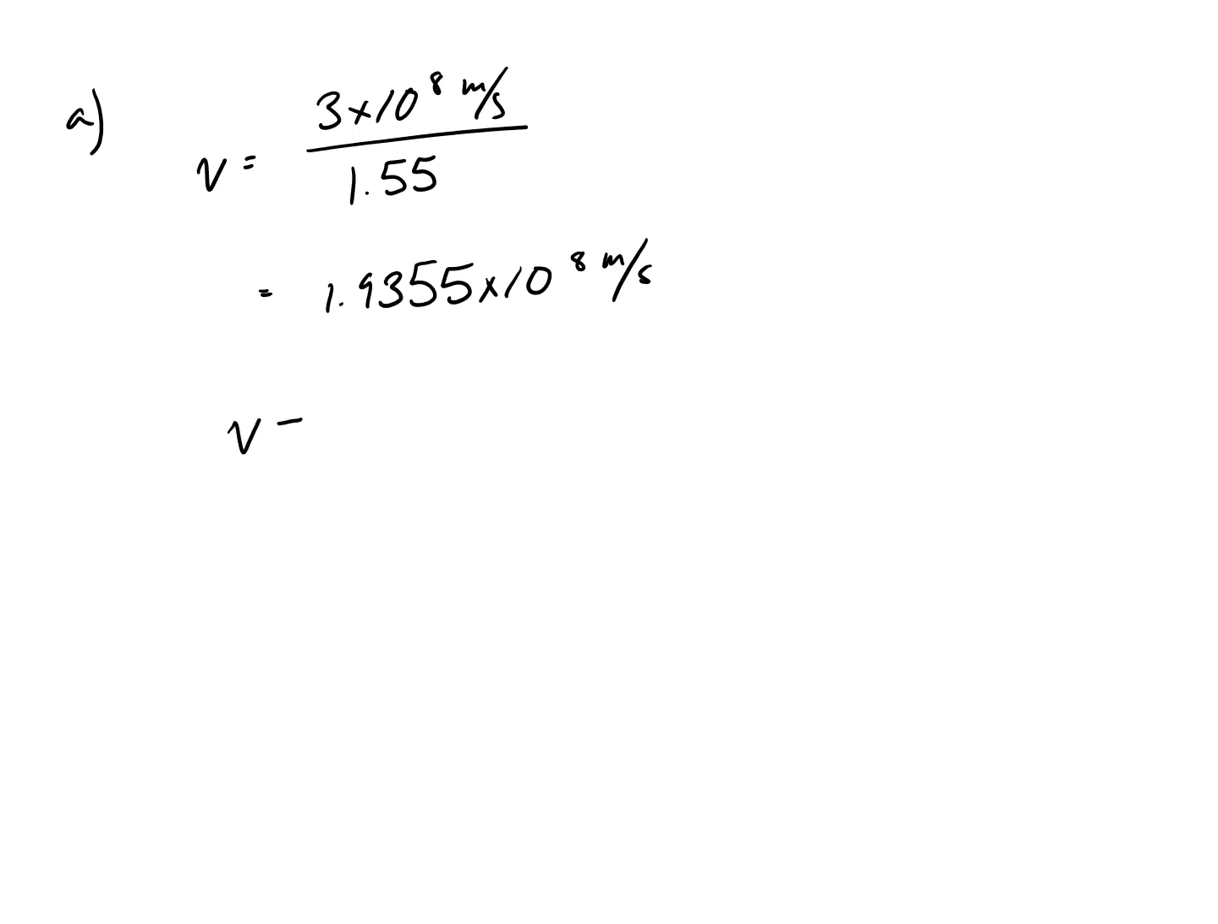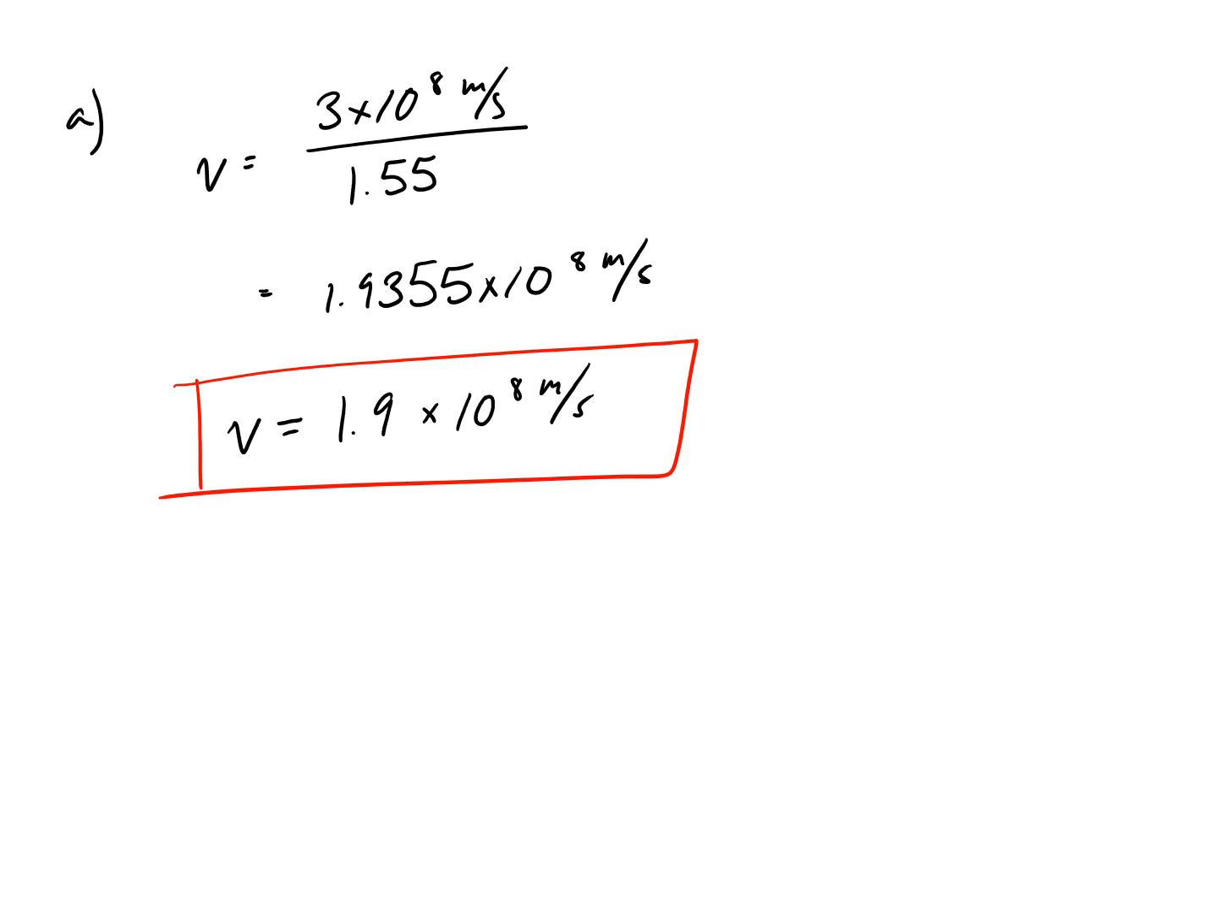That means that the speed of light in amethyst is about 1.9 times 10 to the 8 meters per second. So it's still way faster than the human mind is able to comprehend. We're not going to notice a difference, but if you had something that was able to track an individual photon, you would notice this difference.